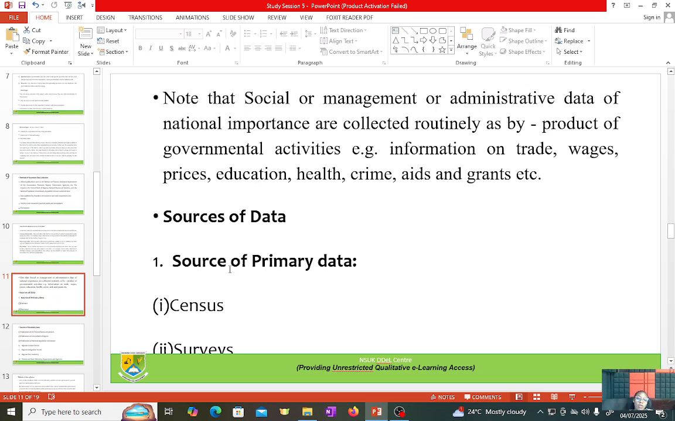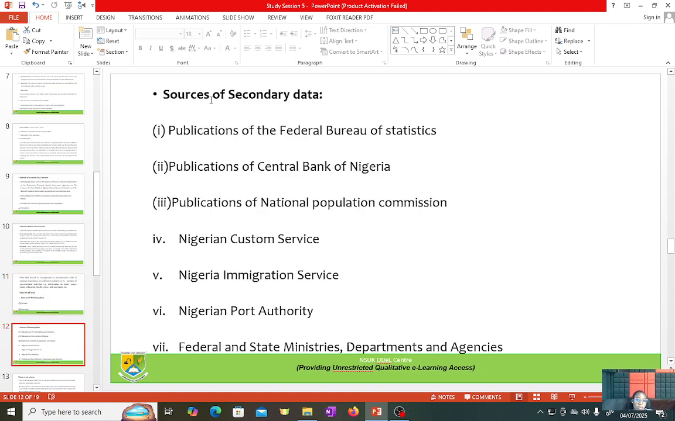The main sources of primary data are census and surveys. These are the sources of secondary data as mentioned above.